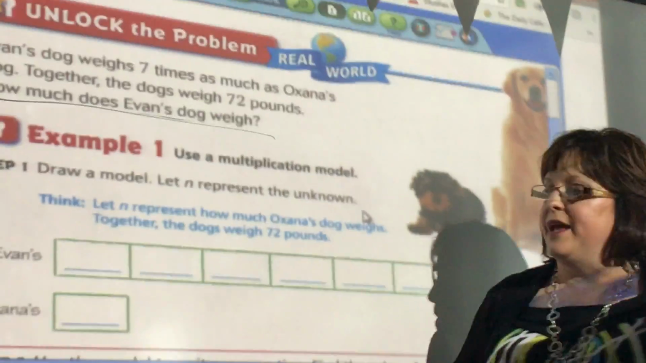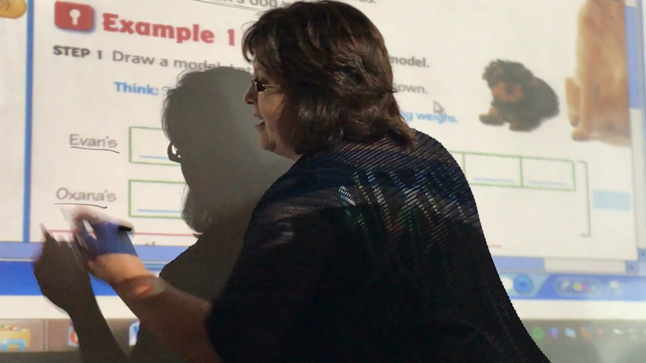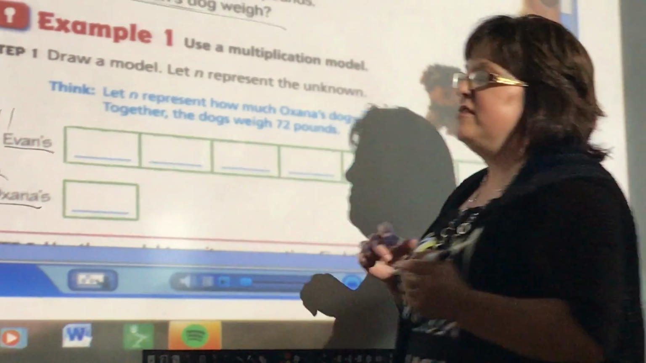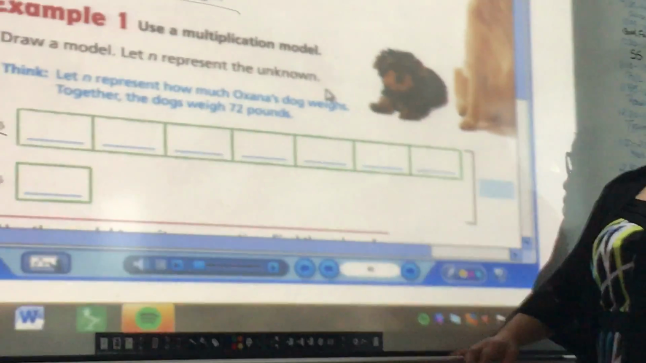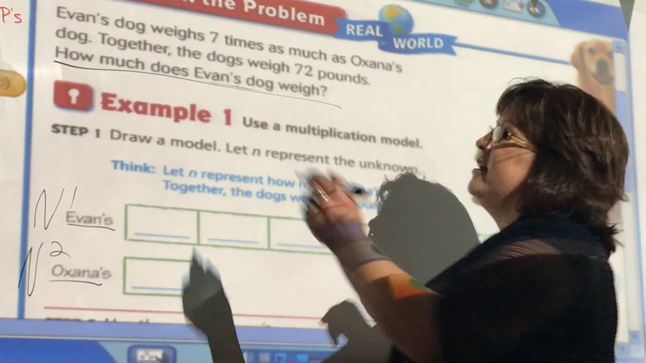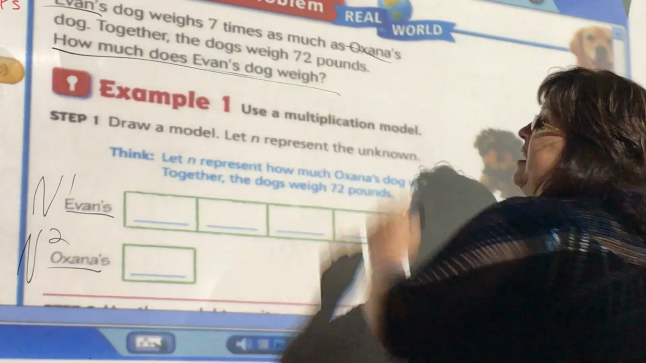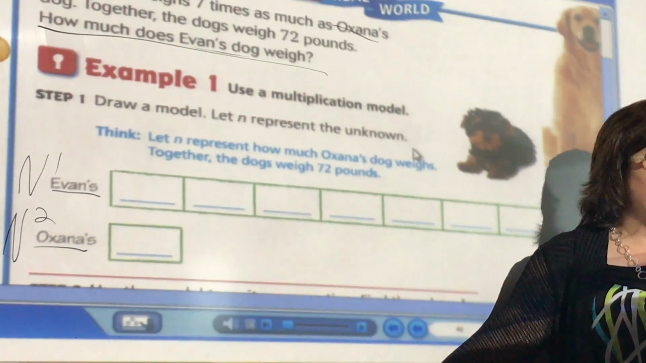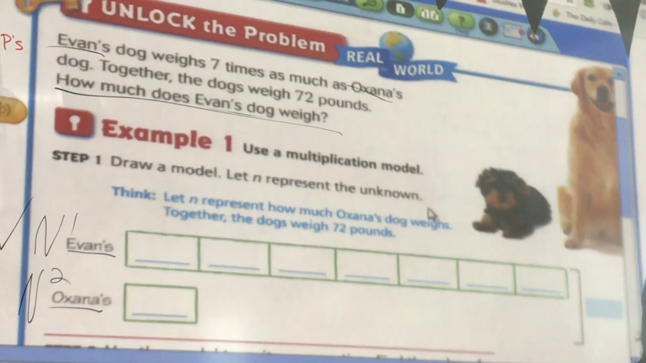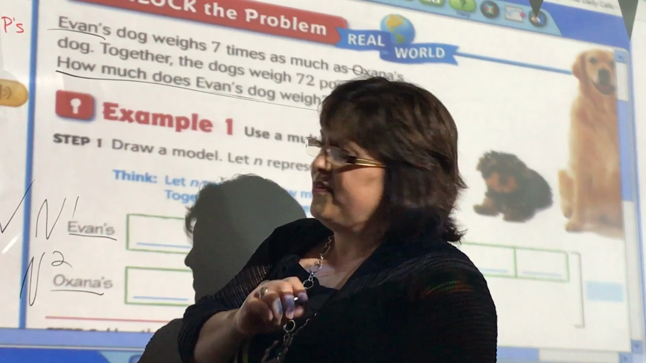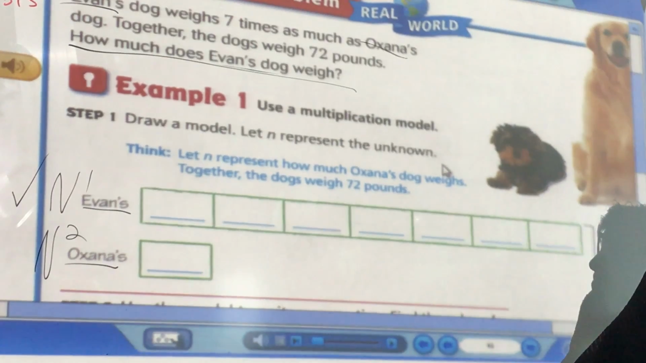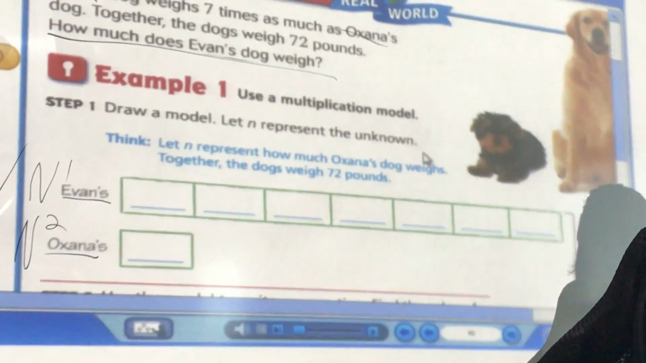Now we want to look for our 2 nouns. You see that they've already written Evan and Oksana, but I'm going to put my N1 and my N2 because we're looking for nouns here. Our first noun is Evan, and our second noun is Oksana. And what is it again that we're trying to find? We're trying to find how much Evan's dog weighs. So I'm going to put a check mark next to that N so that I know I'm looking for Evan. All right, so first of all, we know that Evan's dog weighs 7 times as much as Oksana's.